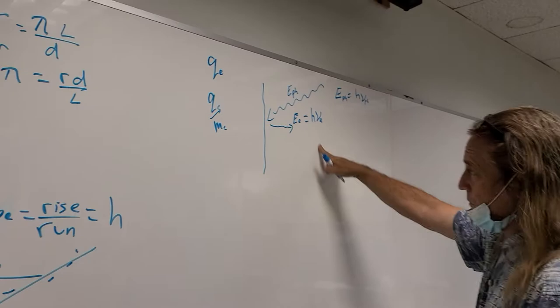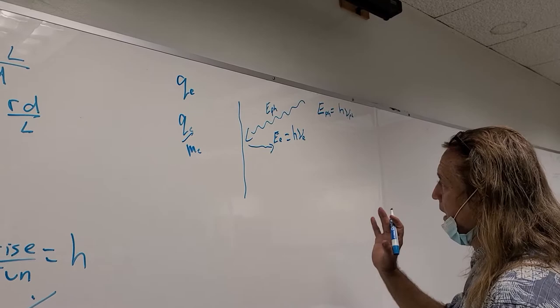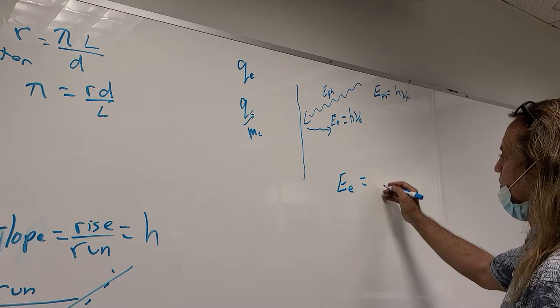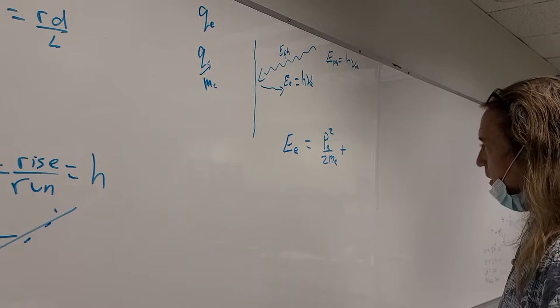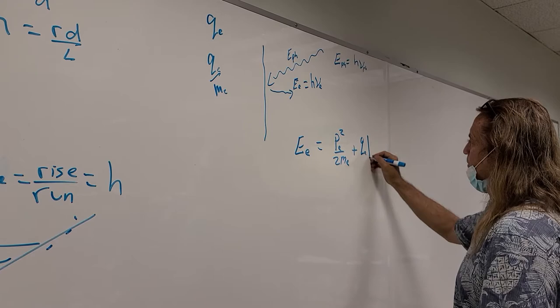But what's so wonderful now is, if I simply write down that the energy of the electron is equal to its momentum squared over twice its mass. Electrons have mass. Plus, and we know electrons have potential energy, I'm going to put a plus sign here and put Q electron times the potential field that they're in, knowing that the charge of the electron is a negative number. You can deal with that later.